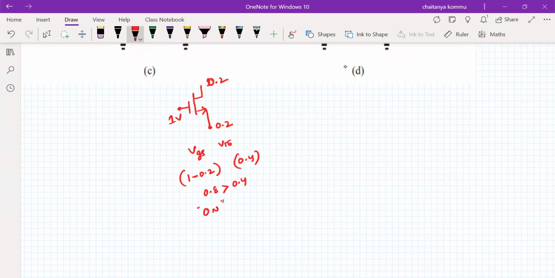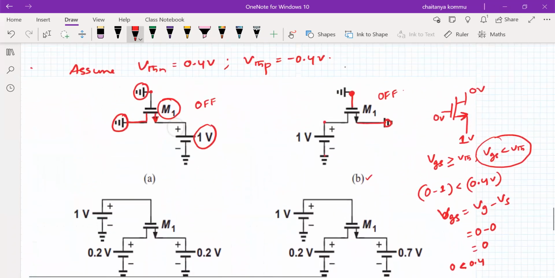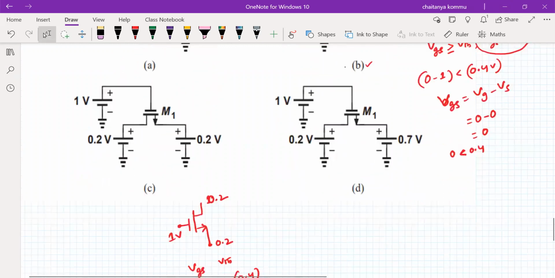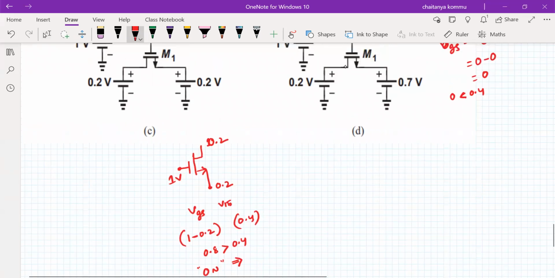If the transistor is on, we need to say whether it is in linear or saturation. So I cannot apply the shortcut here. You observe that I cannot apply the shortcut because the source has some potential. That's the reason I don't have any choice. I have to go for the conventional method.